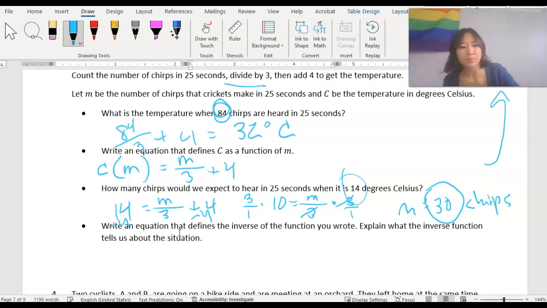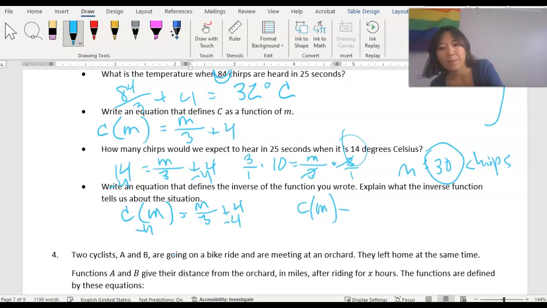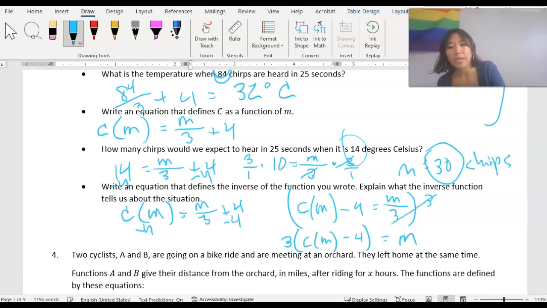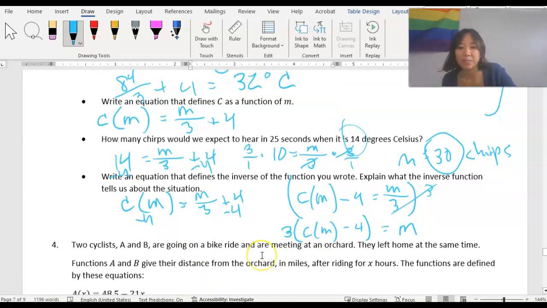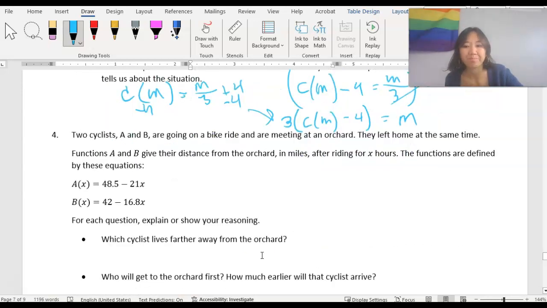So this chirps. Write an equation that defines the inverse. So C of m equals m divided by 3 plus 4. Subtract 4 on both sides. C of m minus 4 equals m over 3. Multiply the whole thing by 3 to cancel this out. So it'll be 3 times C of m minus 4 equals m. You can also, if you want to, distribute this and say 3 times C of m minus 12 equals m. I'm going to leave it like this just because that's a whole lot of parentheses, right? So if you needed to calculate this, you could calculate it.